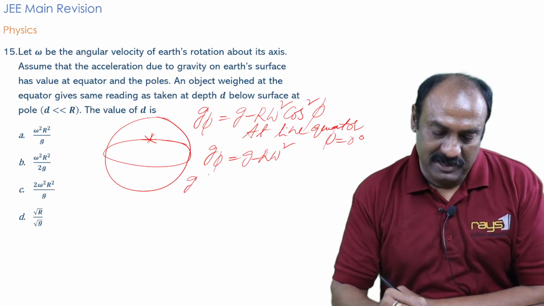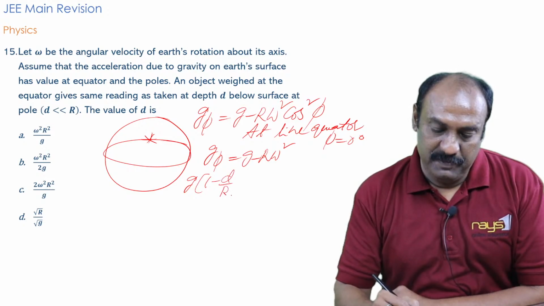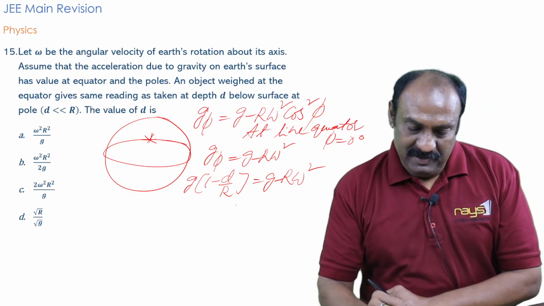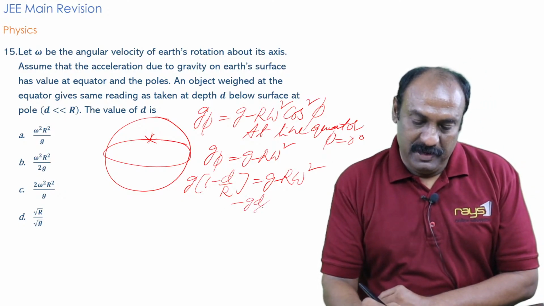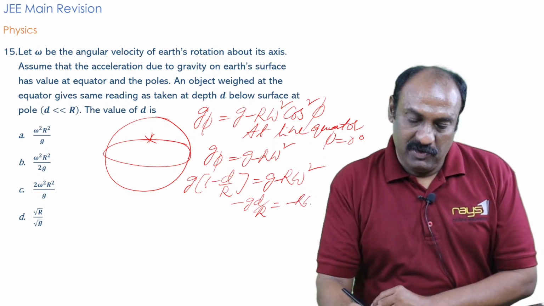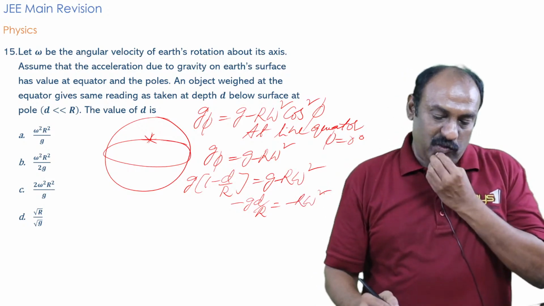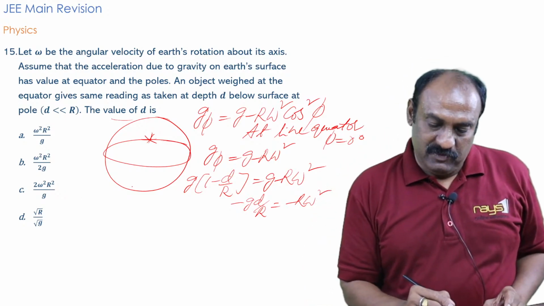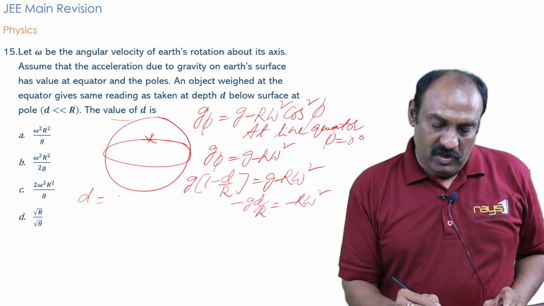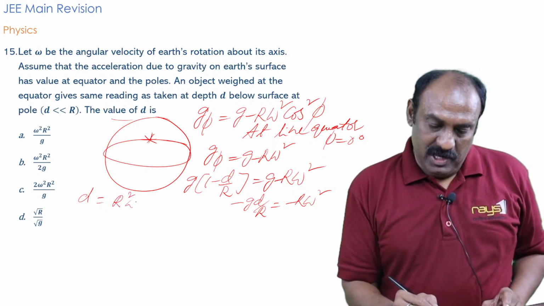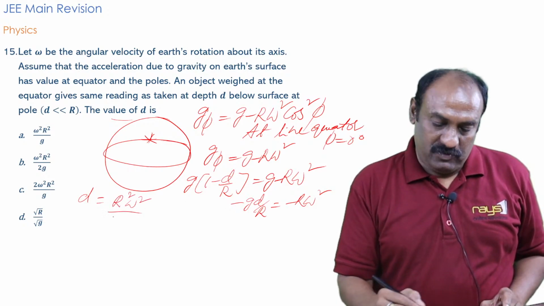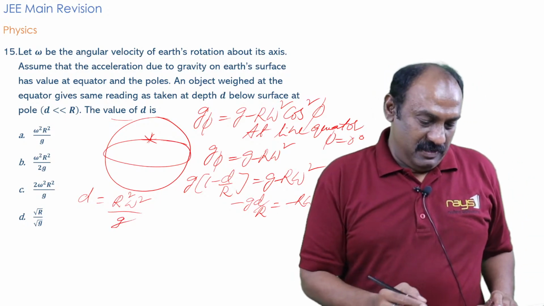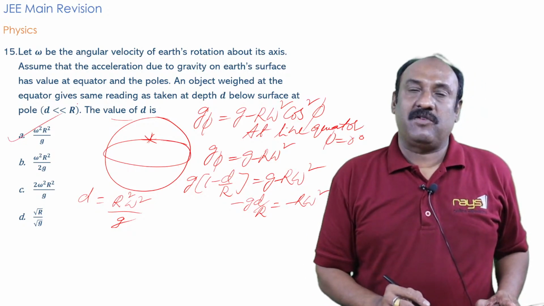The g value at a certain depth is g into 1 minus d by r, equal to g minus r omega square. So, from this, minus g into d by r is equal to minus r omega square, and g gets cancelled. From this, what do we want here? The value of d. So, d is equal to r square omega square by g. R square omega square by g is the answer for this question. So, the answer is A for question number 15.